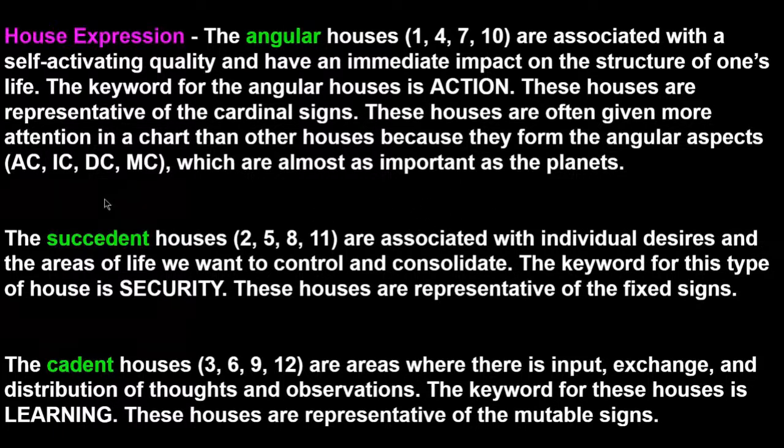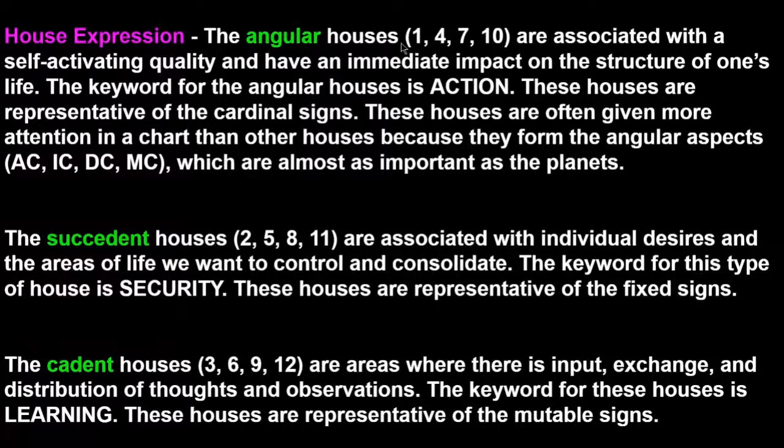Everyone prepared to move forward? Okay. The succeeding houses are house 2, house 5, house 8, and house 11. These are associated with individual desires and the areas of life we want to control and consolidate. The key word for this type of house is security.